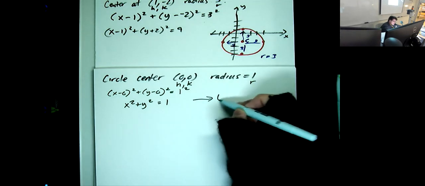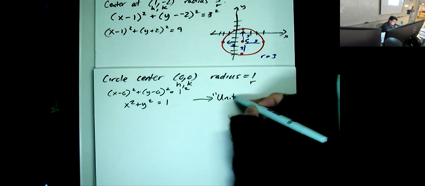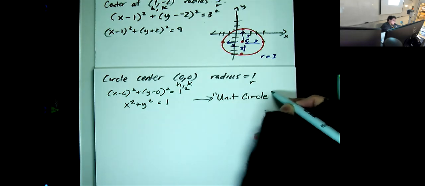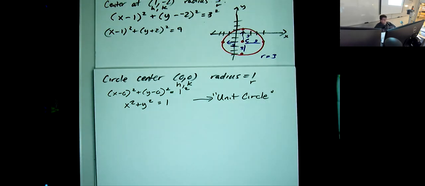This has got a name, it's called the unit circle. The circle centered at the origin with a radius of 1. You'll need it a lot in trig. You need it a lot in trigonometry.